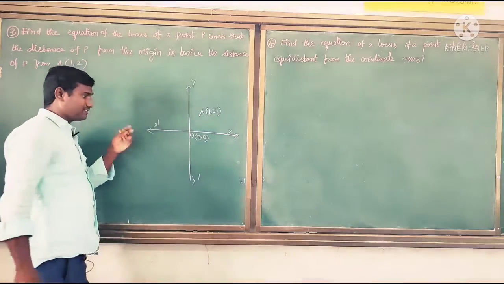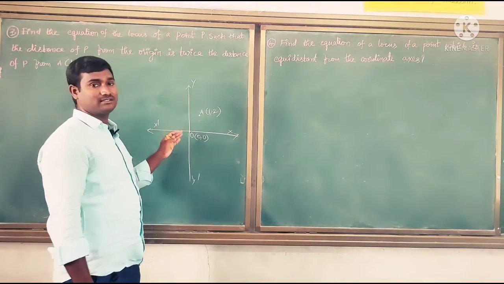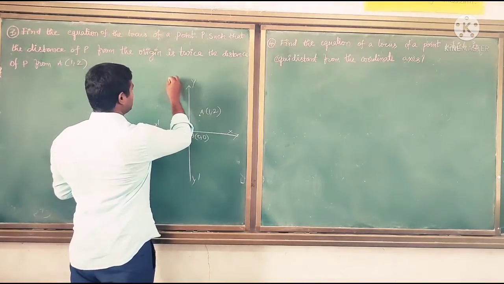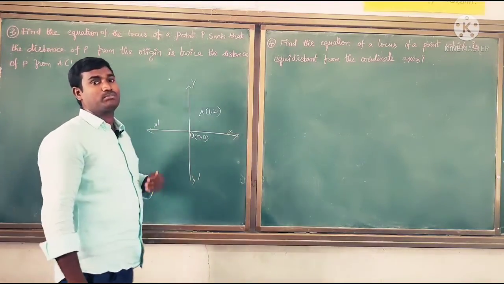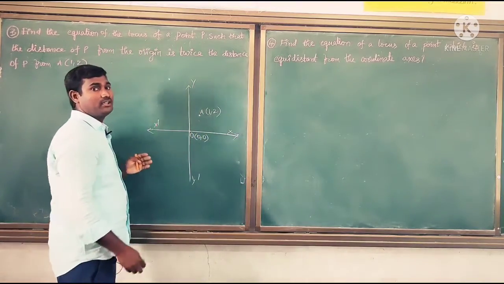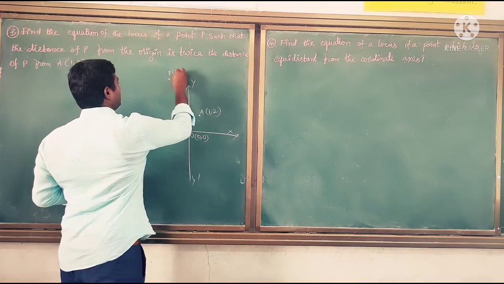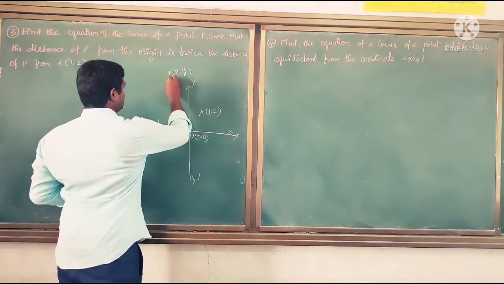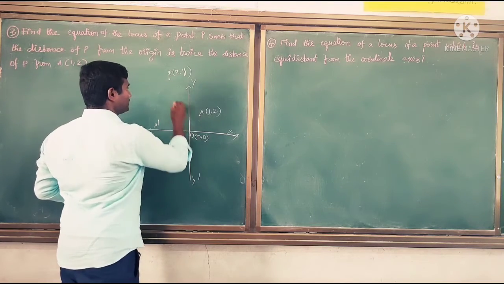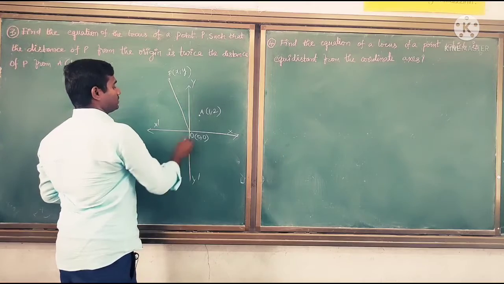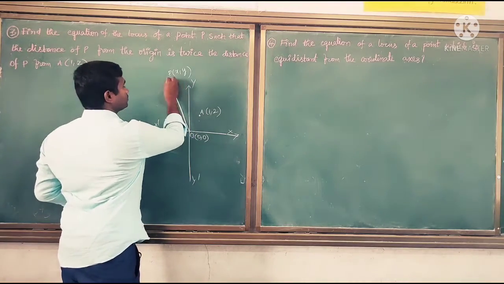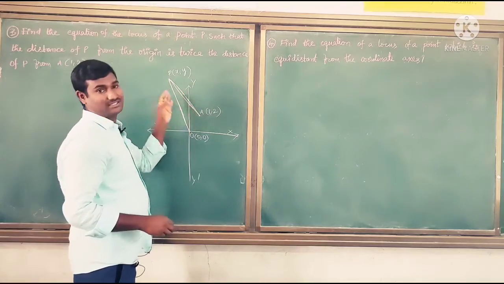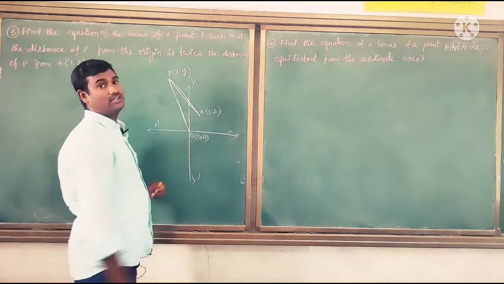What is said in the given question? We need to find the equation of the locus. You can consider one point here, let the point P(x, y) be on the locus. We don't know that point on the locus, so you can consider one point on the locus. The distance from the origin to P is twice the distance from P to the point A. This distance is double this distance, as they said. Like that we need to find the locus equation.